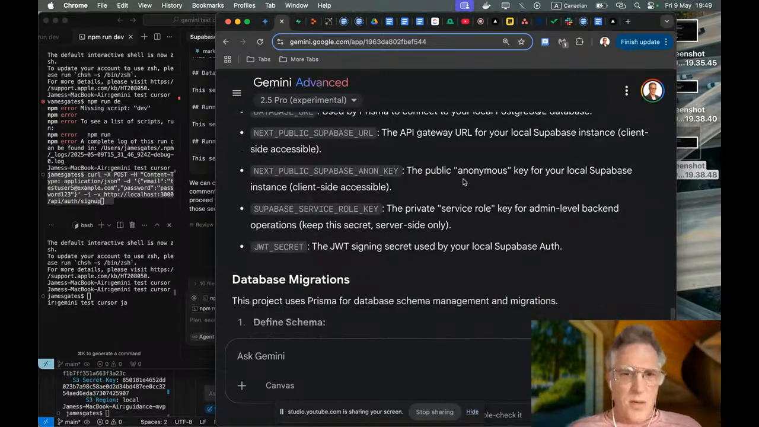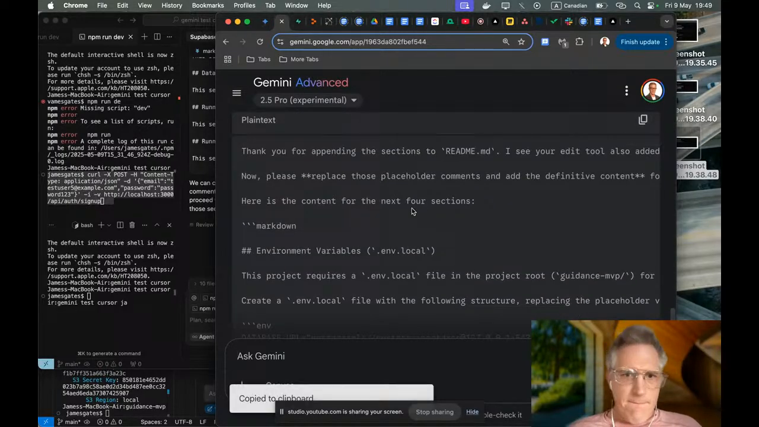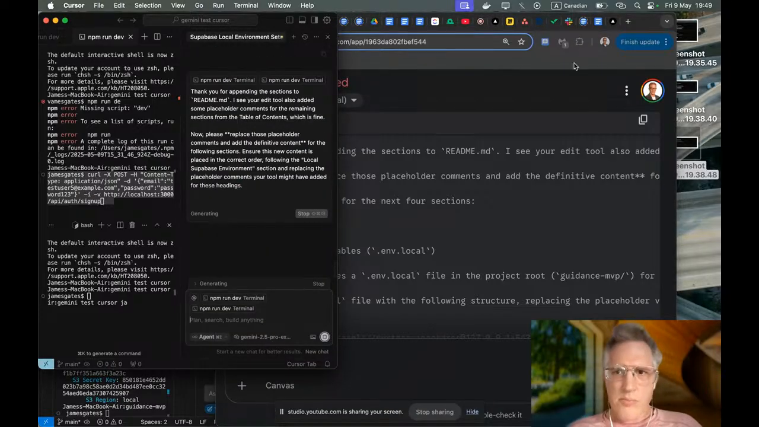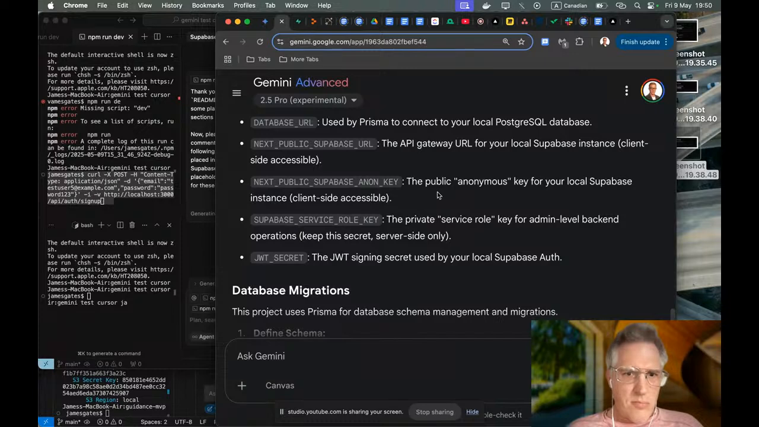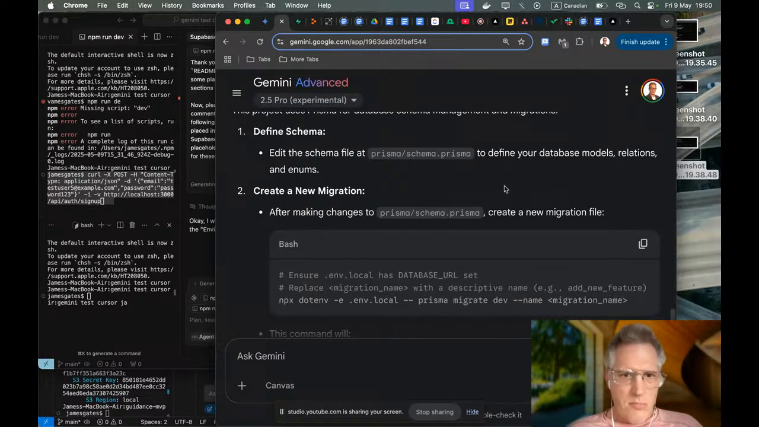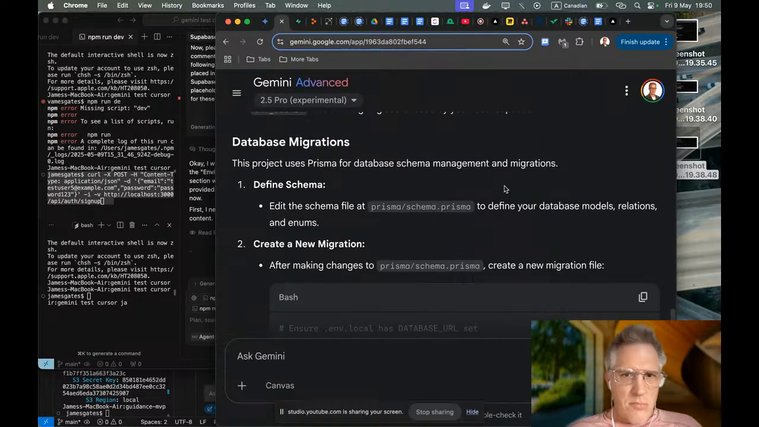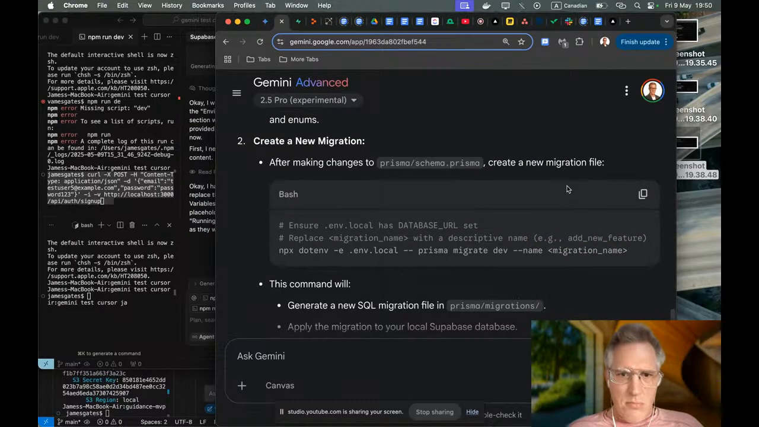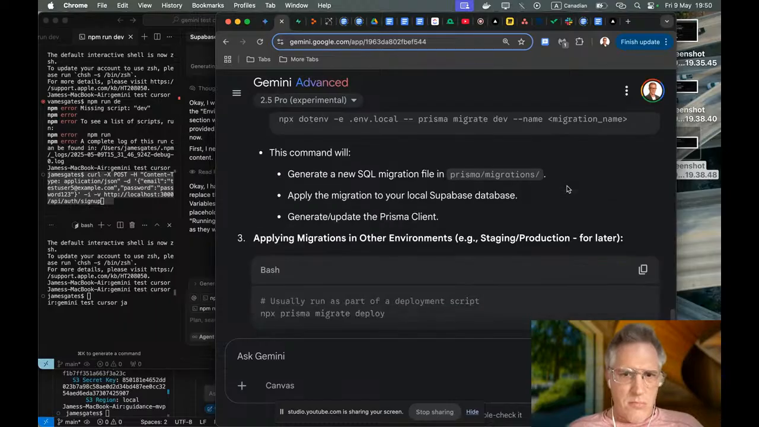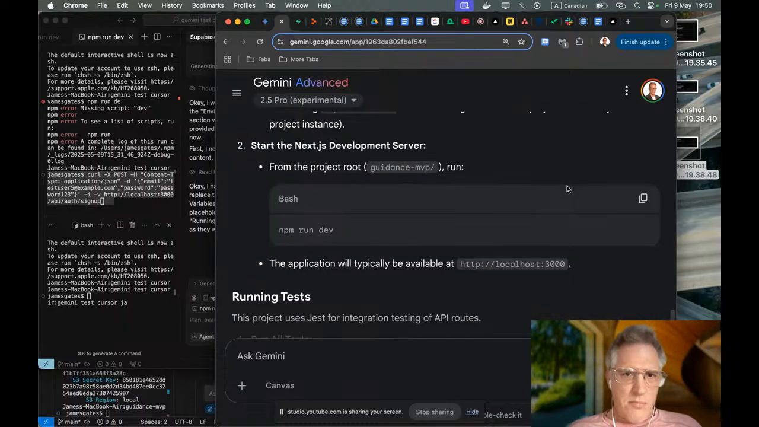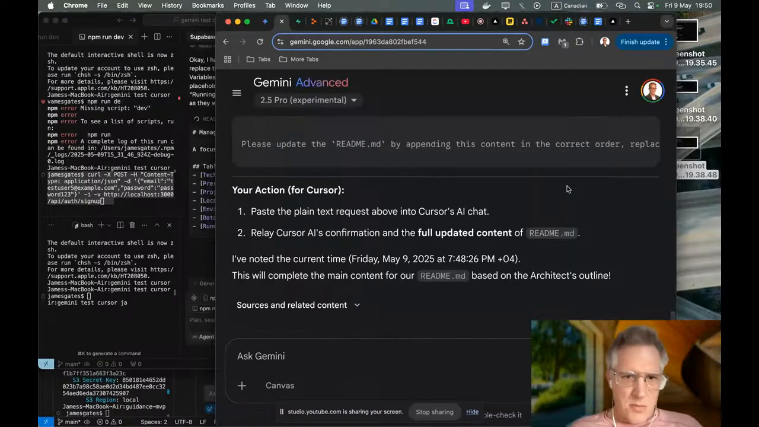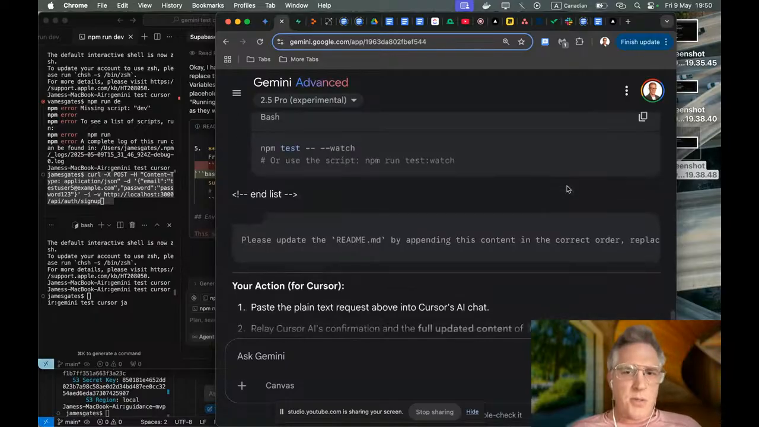Did I already paste this? What the heck is this? Okay, so it's just instructions.